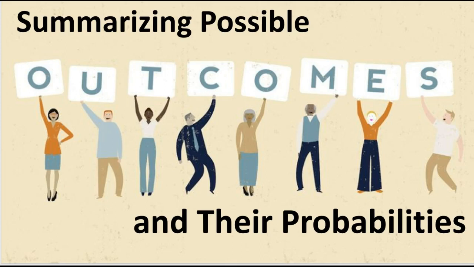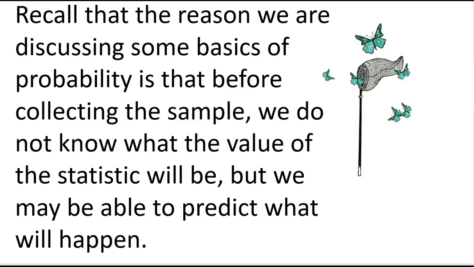In section 6.1, we're going to look at summarizing possible outcomes and their probabilities. Recall that the reason we are discussing some of the basics of probability is that before collecting the sample, we do not know what the value of the statistic will be, but we may be able to predict what will happen. We say the statistic is random since we do not know the value before collecting the sample. More specifically, we can think of the statistic as a random variable.